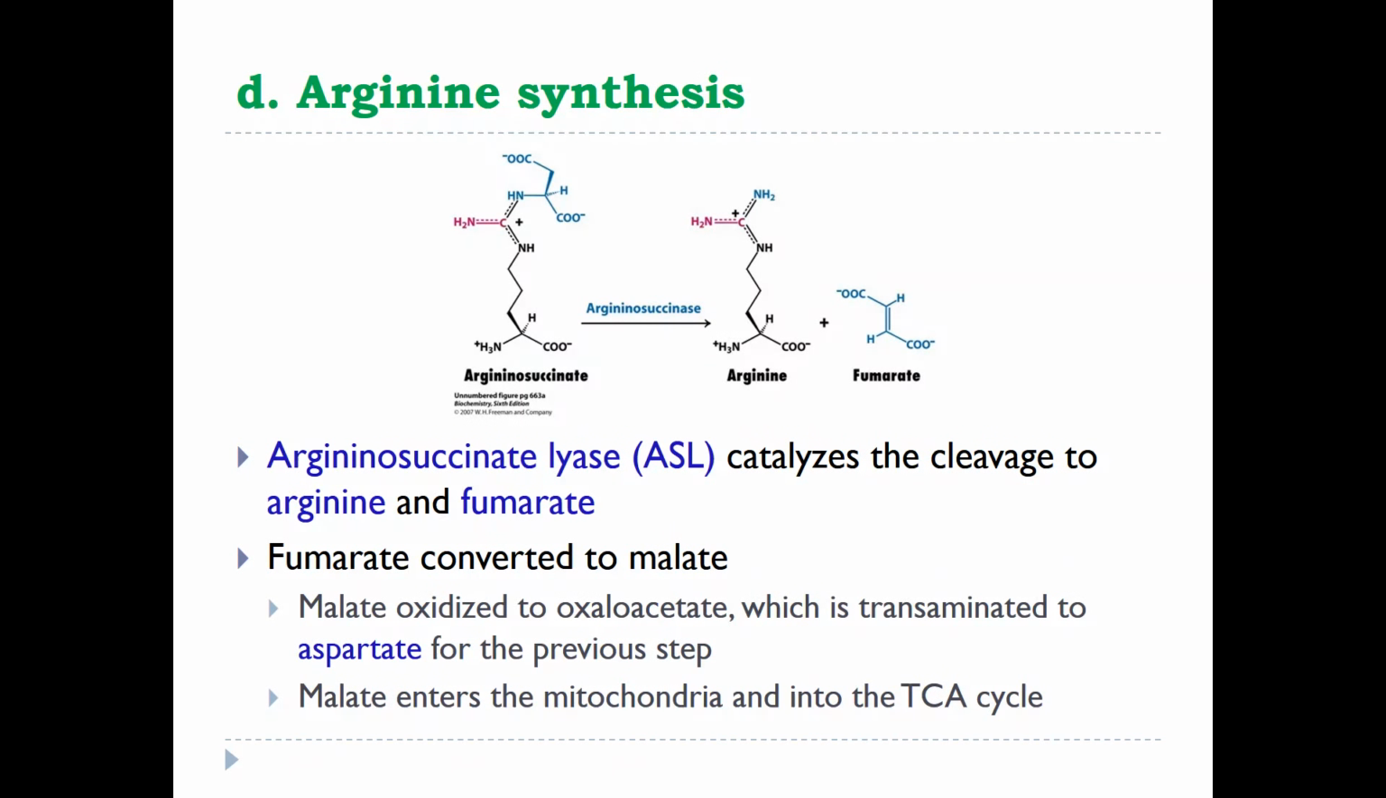The fourth reaction of the cycle is the synthesis of arginine, which is formed by cleaving argininosuccinate into arginine and fumarate. Argininosuccinate lyase is the enzyme that is catalyzing this reaction, and the fumarate that is produced as a byproduct can be converted to malate and further to oxaloacetate and transaminated to aspartate, which can enter the urea cycle in the previous step to provide the second nitrogen, or malate can enter the mitochondria and participate in the TCA cycle.